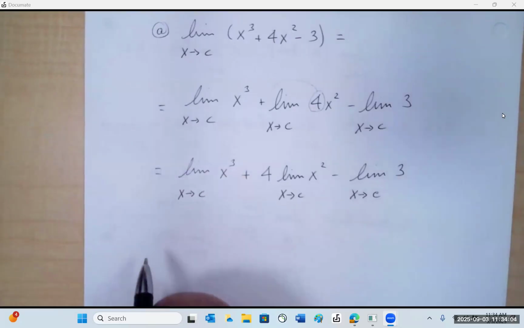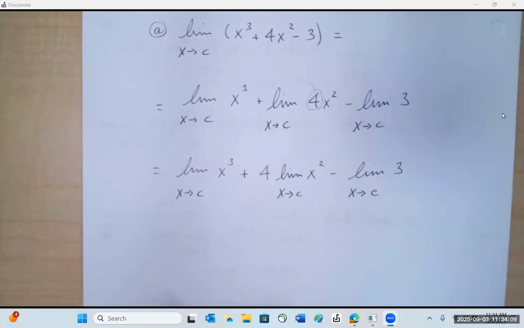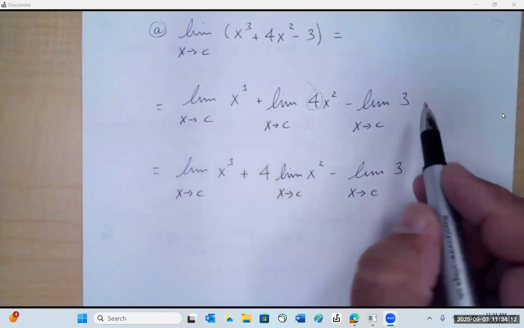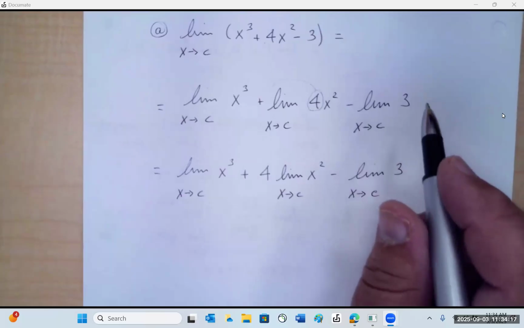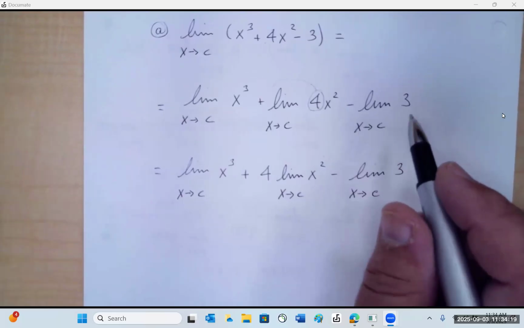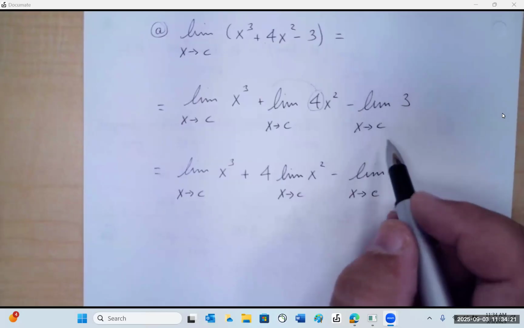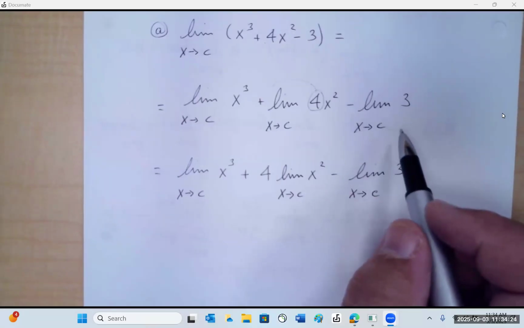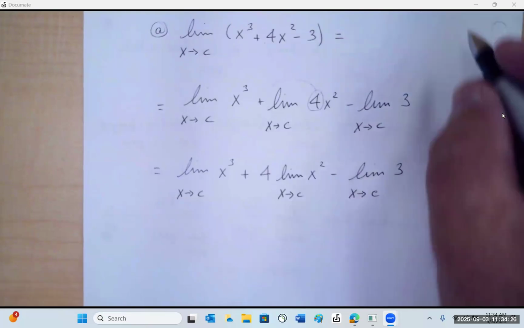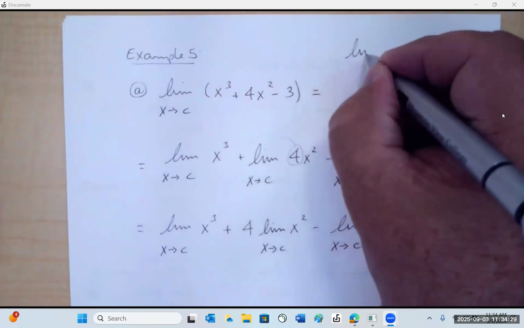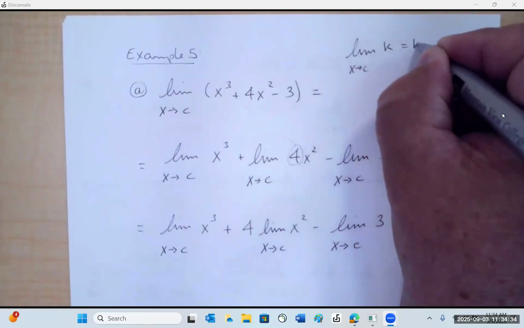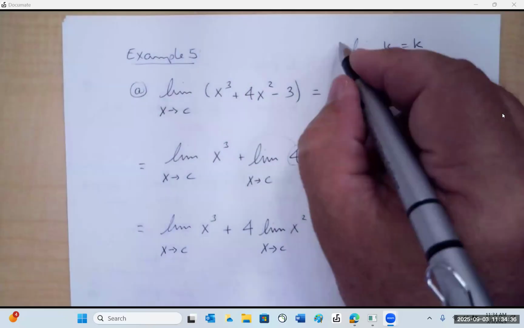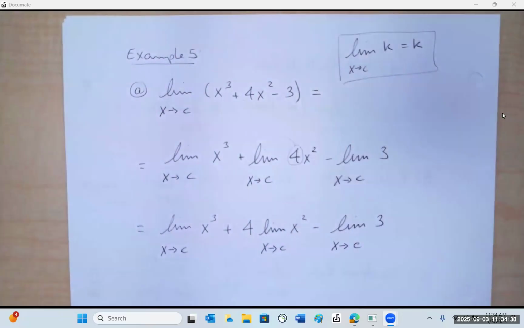3 would be a constant if it had an x in it, right? In this one? Well, 3 is a constant. It's not a constant multiple, it's a constant. So no matter what x you put in there, what's the limit going to be? It's always going to be 3. So there's that property. It says the limit as x approaches c of a constant is equal to that constant itself. That's the basic property we talked about last time.